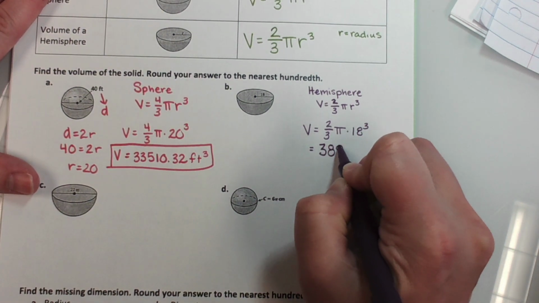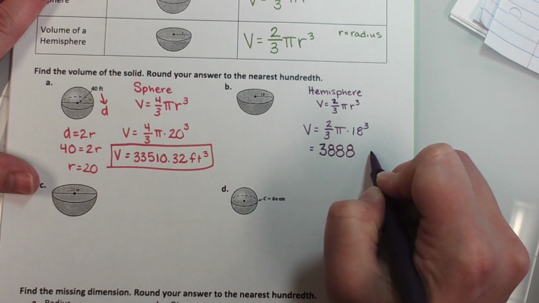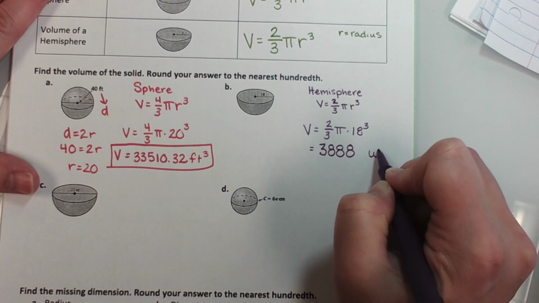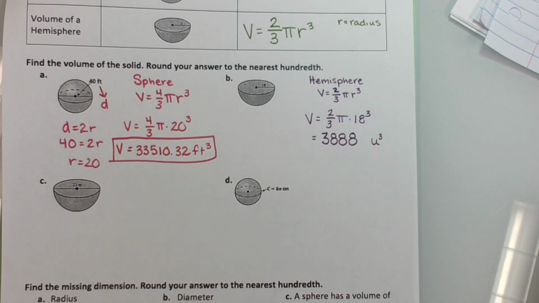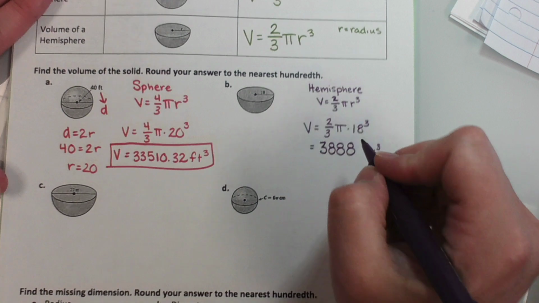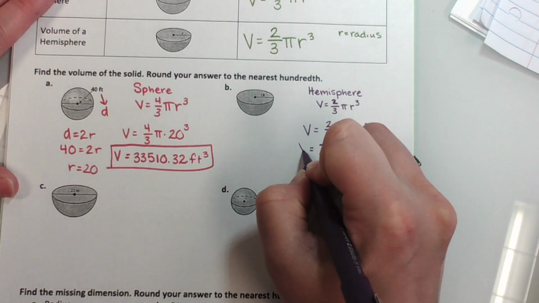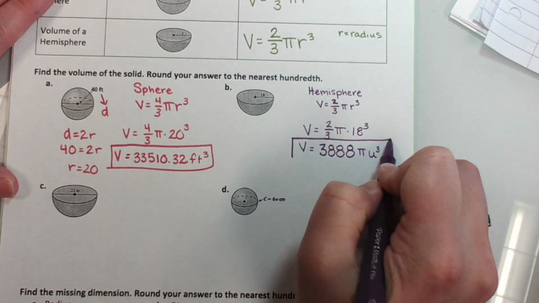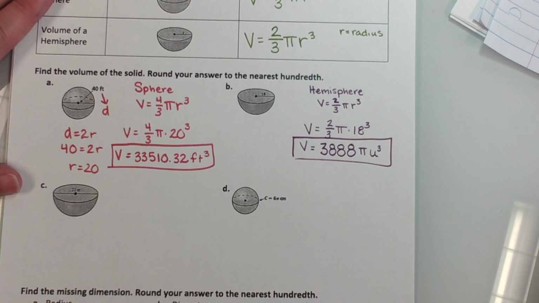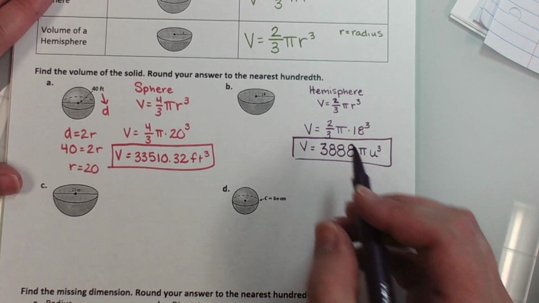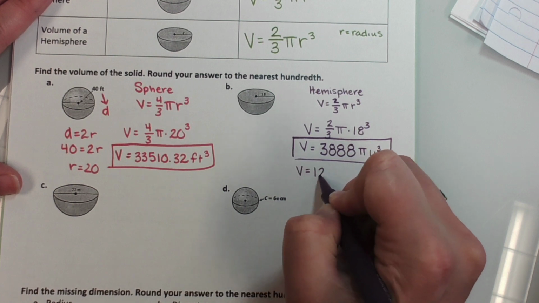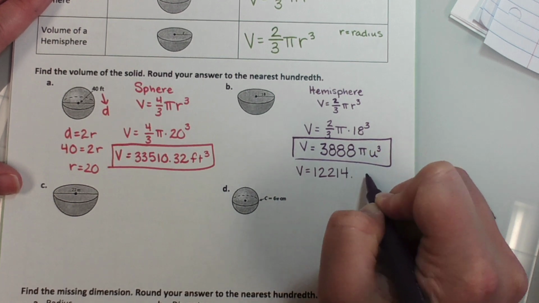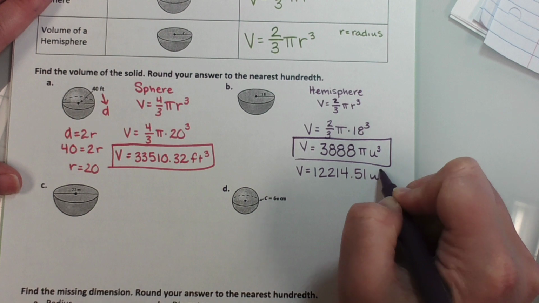My exact answer: yes, 3,888 units cubed. You forgot the pi. Don't forget the pi. If you're going to do exact and you forget the pi, it's wrong. When in doubt, don't do exact. The decimal answer is 12,214.51 units cubed.